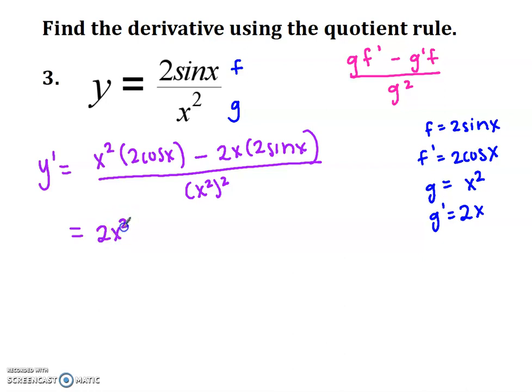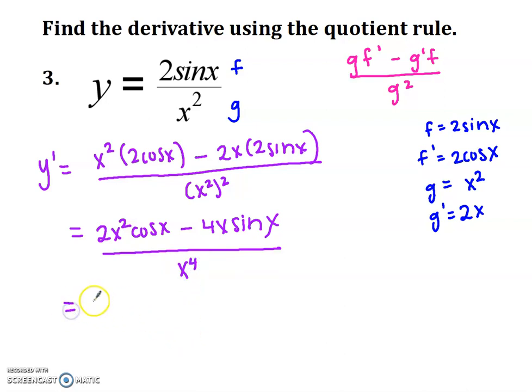So the top, that'll be 2x squared cosine of x. So you always want to multiply the coefficients, so that'd be 1 times 2. Those always go first. Then the regular x goes next. The trig function will always go last. And then we've got minus 2x times 2, so that will be 4x sine of x. And then all over x squared squared. When it's a power to a power, you multiply those exponents.